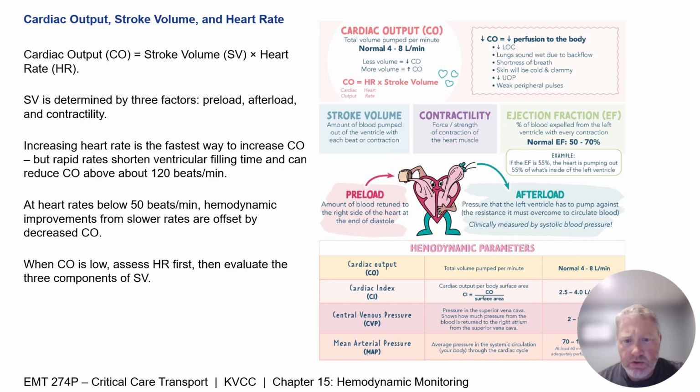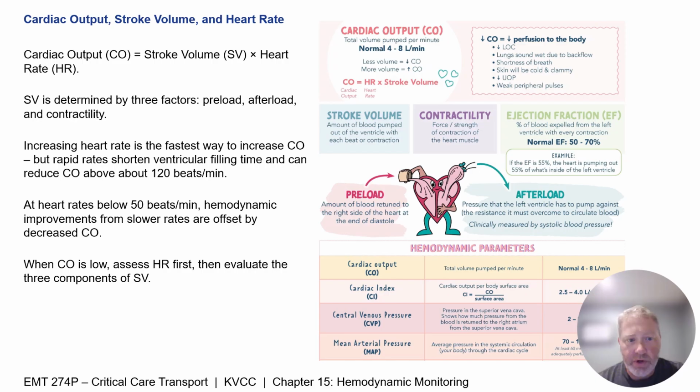So take these three in the diagram here. Here are the three definitions. Stroke volume is the amount of blood pumped out of the ventricle with each beat or contraction. Contractility of the heart is the force or strength of contraction of the heart muscle itself. And then ejection fraction is the percentage of blood that's expelled from the left ventricle with every contraction. Usually, a normal EF is around 50 to 70%, far less in cardiopulmonary compromised patients.